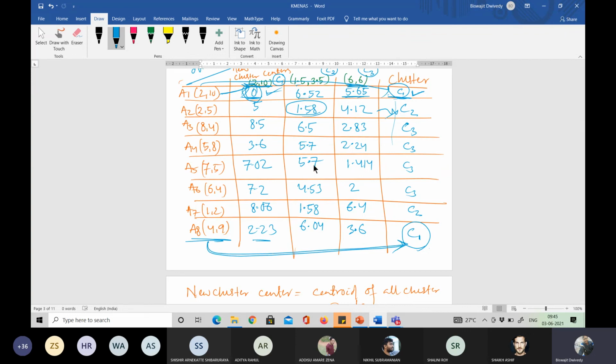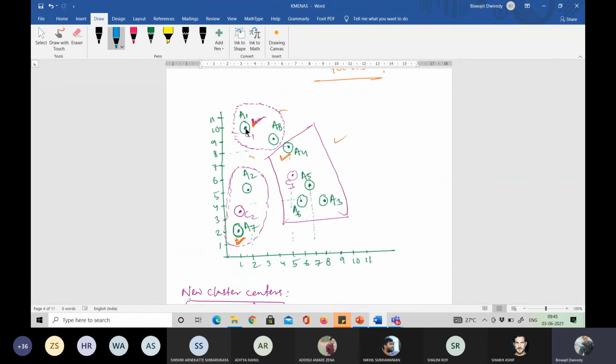And here you can see this is in C2 and this is in C2. So this is in one cluster, these 2 points are in another cluster, and the rest of the points are in another cluster. Here A1 and A2 are in one cluster right now, A2 and A7 are in one cluster, and the rest of the points are in another cluster. Now it seems a little bit correct, but we are still confused about this point.